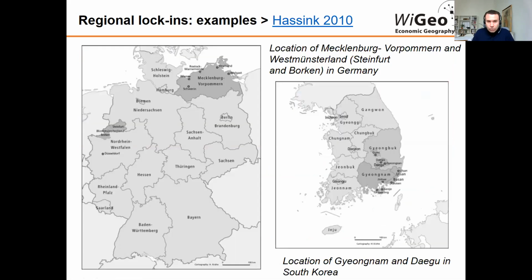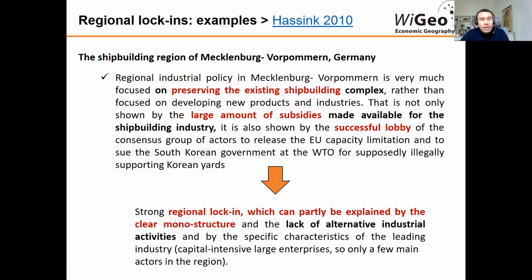oligopolistic market structures. And in this study, the cases of part of northern Germany and South Korea are explored in both cases, textile and shipbuilding. And we have the case of the shipbuilding region of Mecklenburg-Vorpommern, if I'm pronouncing correctly, let me know if not. So the conclusion here is that there are different elements in which the behavior of Germany and South Korea are different.